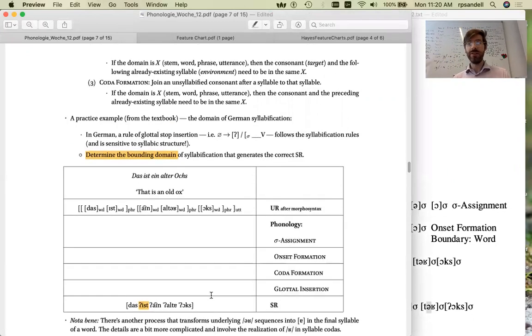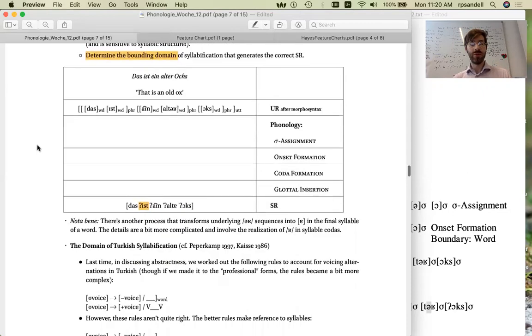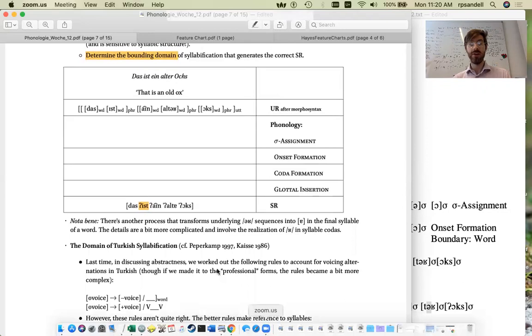Okay, now that we've seen this exercise showing us that in German the process of onset formation is clearly bounded by the morphosyntactic word, other consonants can't be grabbed, taken from across word boundaries. We can pause for a moment, and when we return, we can look at the domain of syllabification in Turkish to see a contrasting case.